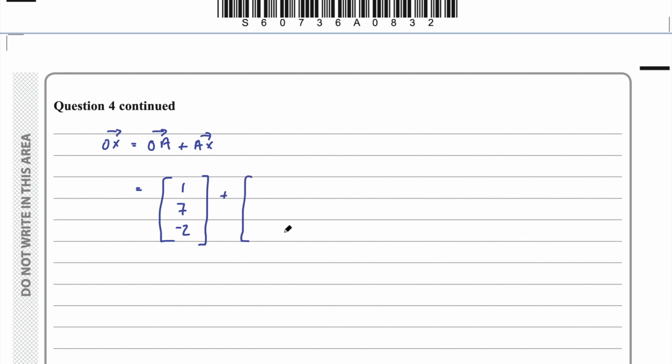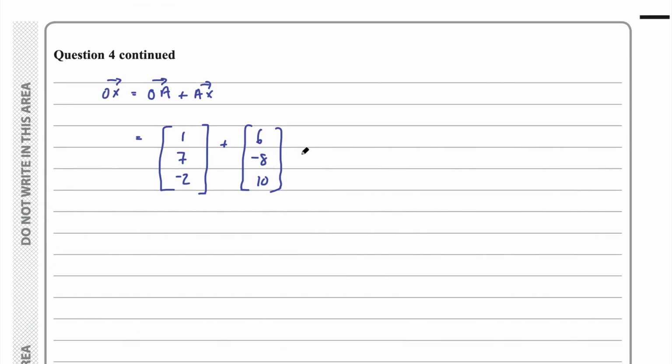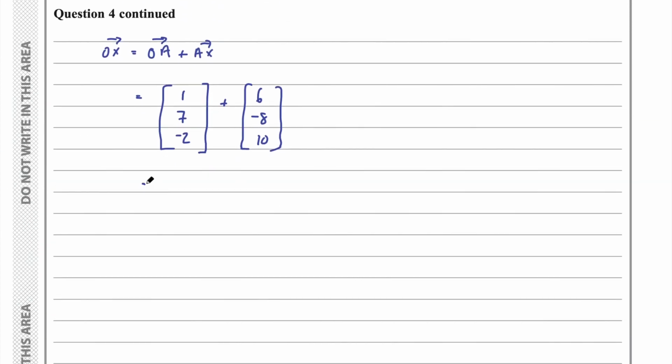AX, we just figured out, was 6, negative 8, 10. This one we just figured out. So now we just need to add those together. So it's going to be 1 plus 6 is 7. 7 take 8, negative 1. And negative 2 plus 10 is positive 8.